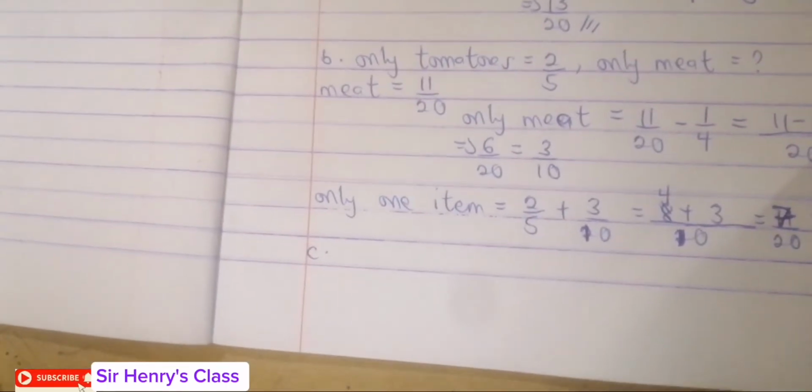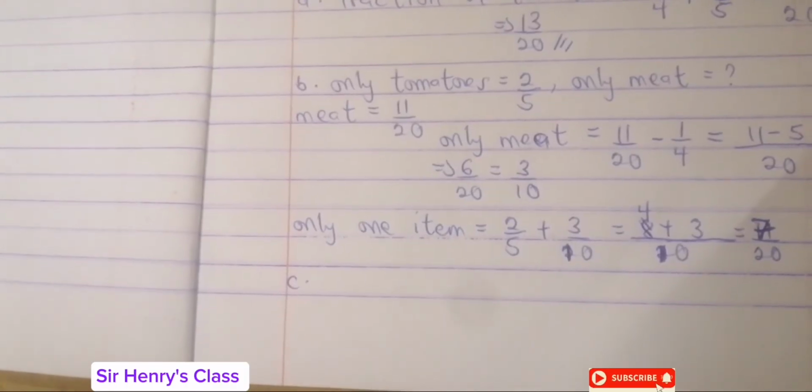Very simple and easy to do this. So now let's do that C over here. So now we don't know the fraction left for those who do not sell any of the two items. We do not have the fraction for those who do not sell any of the two items. So our duty now is to find the fraction of traders who do not sell any of them.